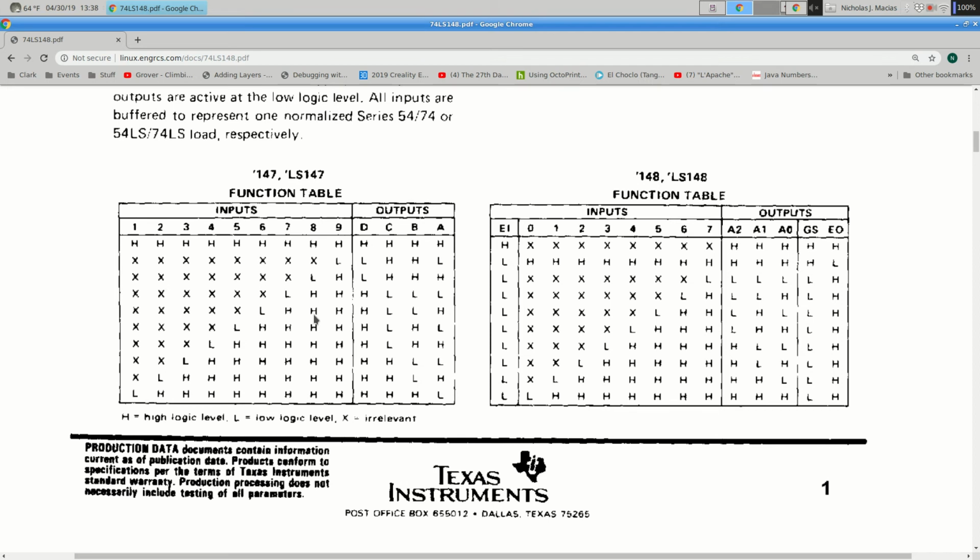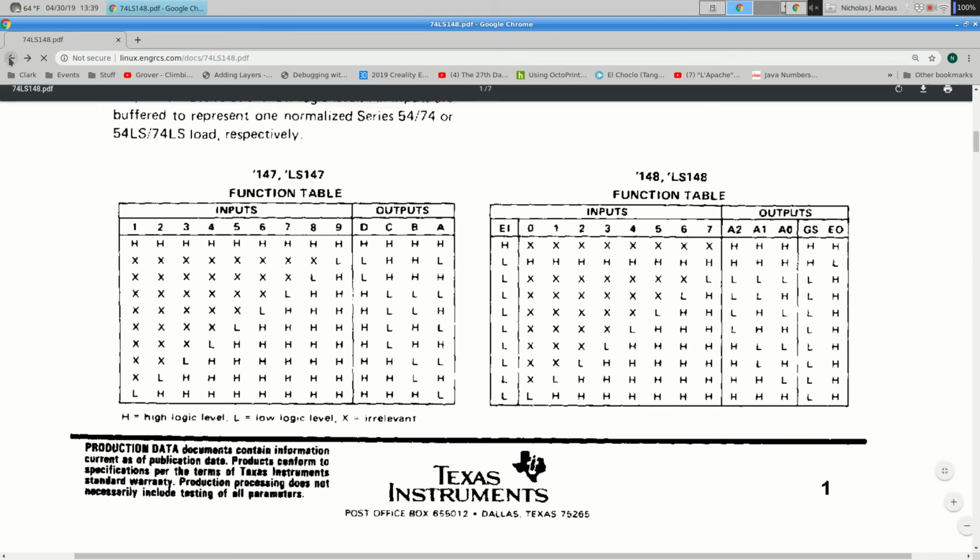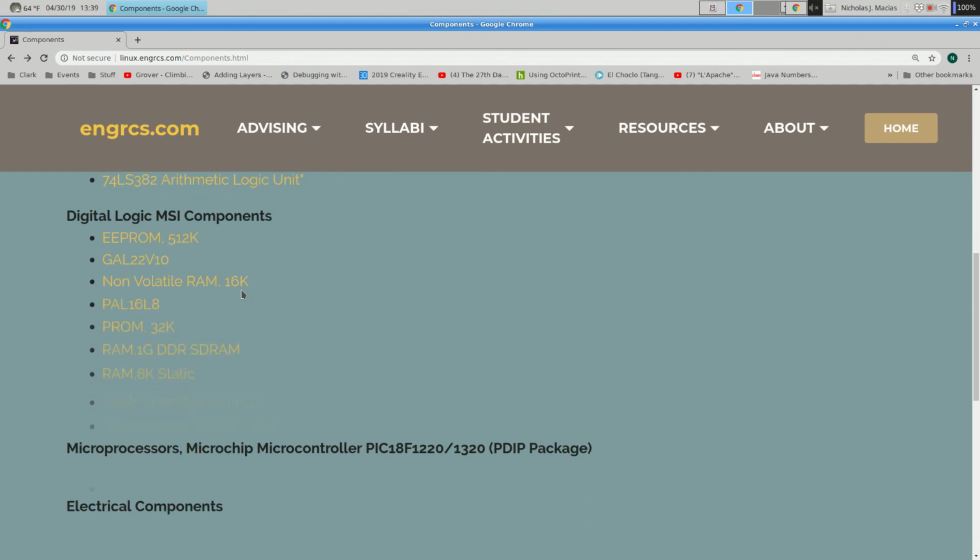All right, I want to talk about one more device, and then on Thursday we'll start talking about programmable logic. This is where hardware and software meet each other, and it's a fun topic.